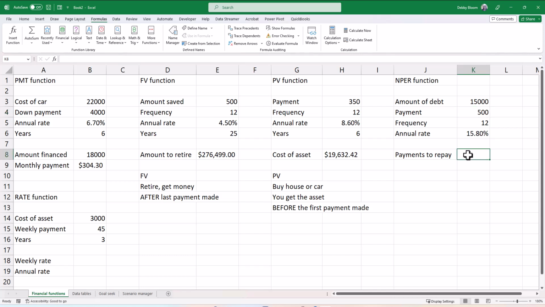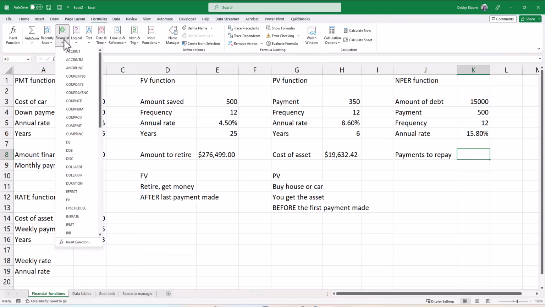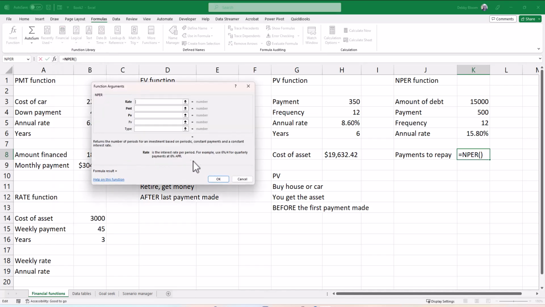So I'm going to click in cell K8. I'm going to click on Formulas, Financial, and NPER. Okay, so with NPER, I'm going to take the annual rate, and I'm going to divide by the frequency. So K6 divided by K5. My payment is going to be negative $500.